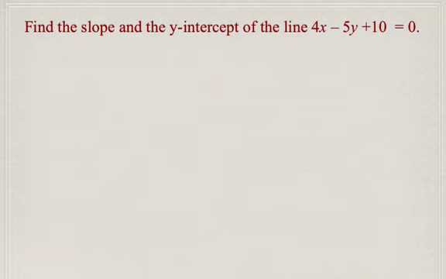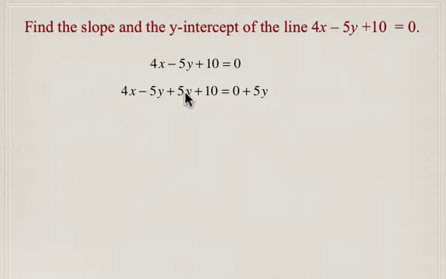Another example here, 4x minus 5y plus 10 equals 0. And here we are going to do the exact same thing as before. We're going to deal with the y term. If we add 5y to both sides, then negative 5y plus 5y is 0. And so we've isolated the y term on the right-hand side. We're going to bring the right-hand side over to the left, so we're going to write this as 5y equals 4x plus 10. Now, we have to get rid of this 5.